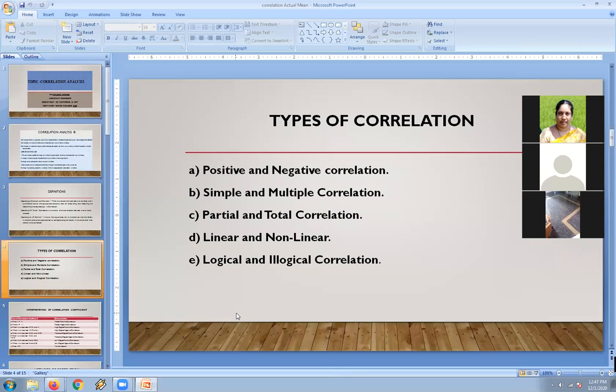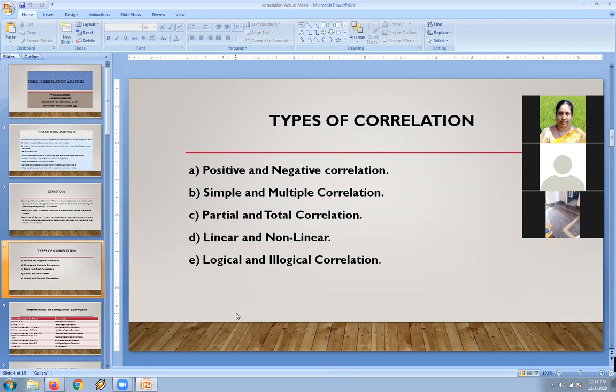And the next one is called illogical correlation. Illogical correlation is the correlation between two unrelated variables. Be clear that the variables are not relating to each other. So that is called illogical correlation, where we can't define it mathematically and it is not logically sound.